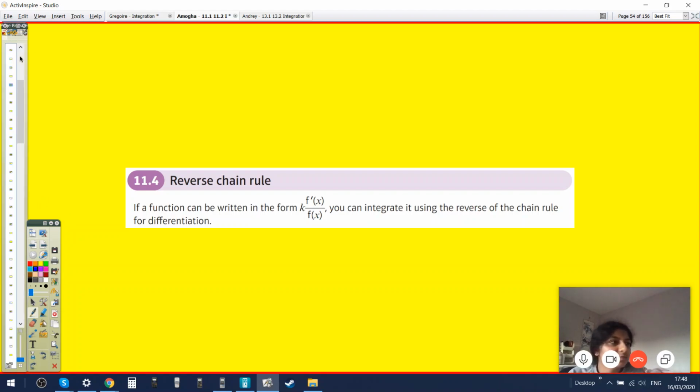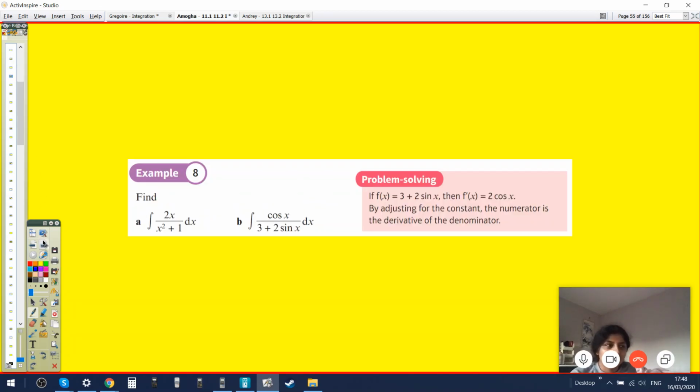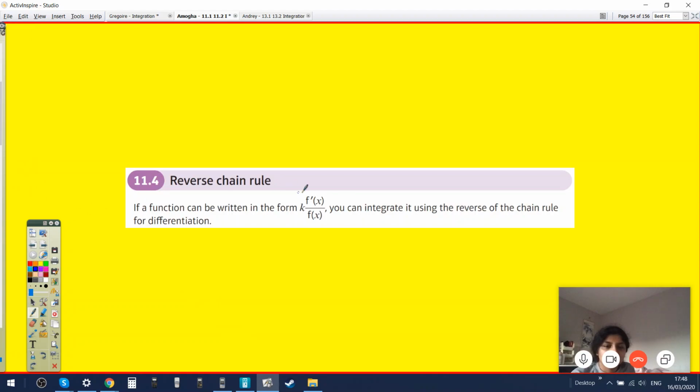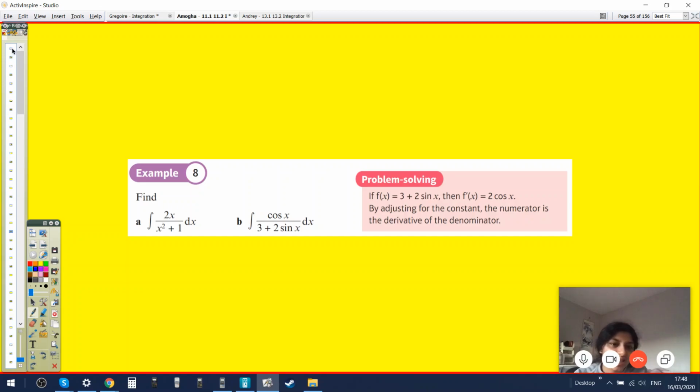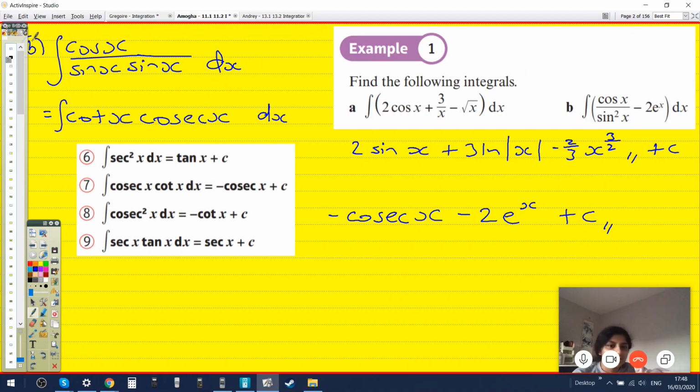Okay, hang on. Let's recap. That's just ln of the function, but I don't know where the k comes from. It is times by a constant, right? So you can just take it out. So that first one is just ln x squared plus 1.